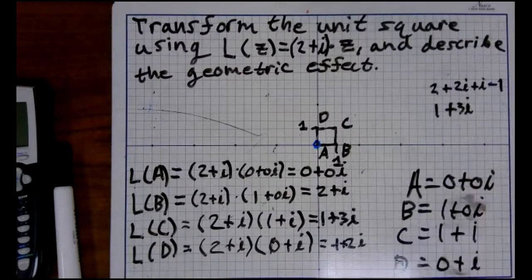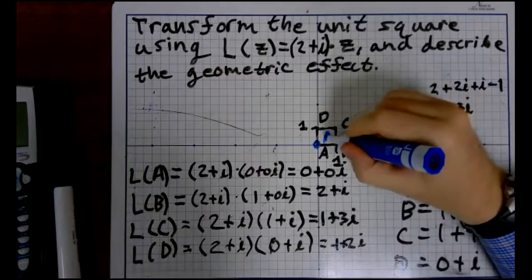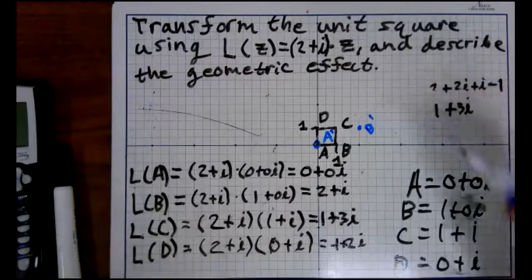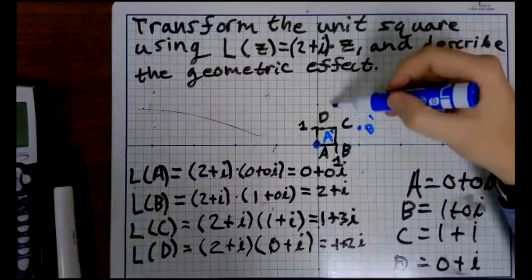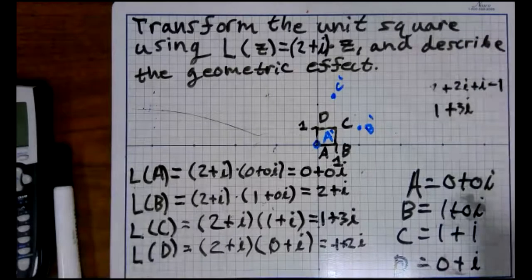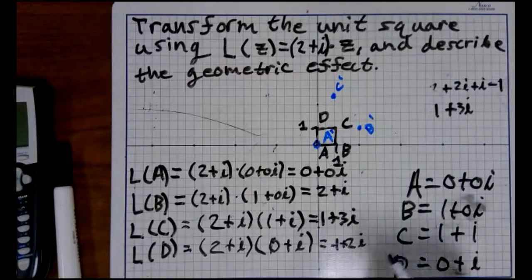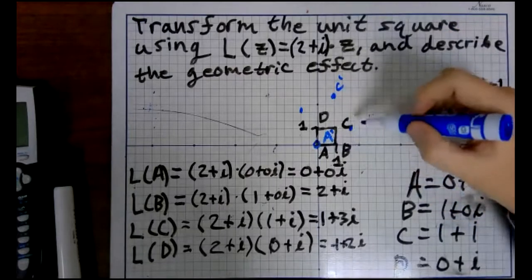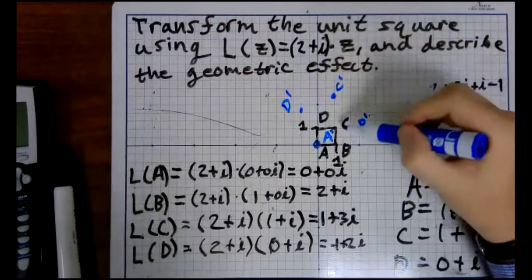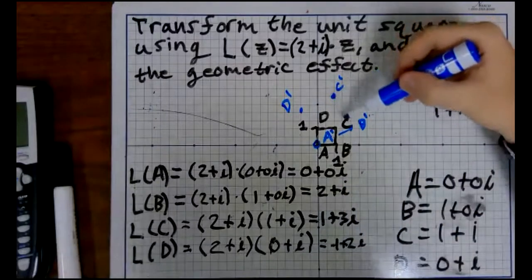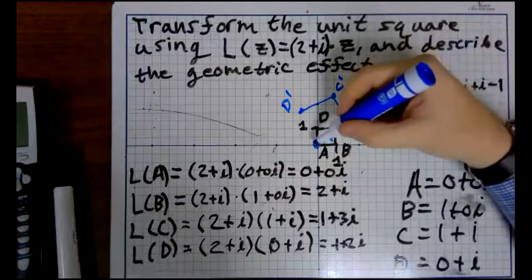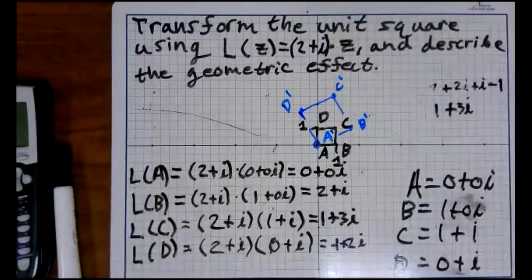So let's plot these points and see the result. A prime is pretty much where we expected it, right there. But B prime is at 2 plus i here. C prime is at 1 plus 3i here. And D prime is at -1 plus 2i. Oh, I put B prime not quite at the right spot. There it is. And D prime is here. Connect the dots. And we have ourselves a shape.